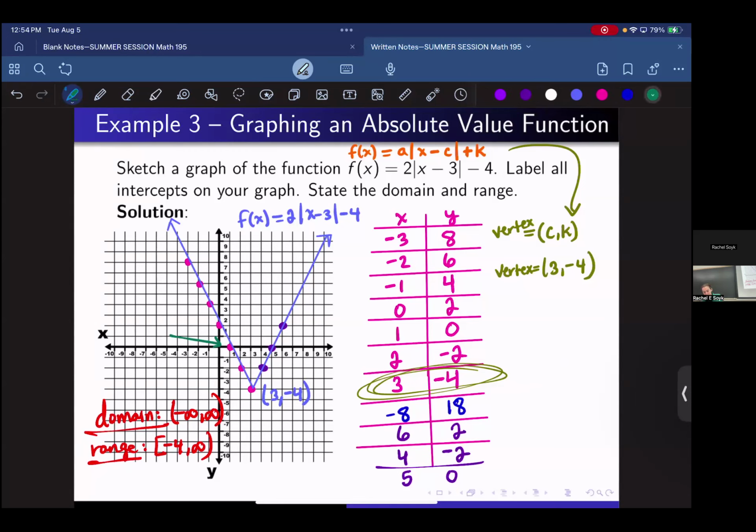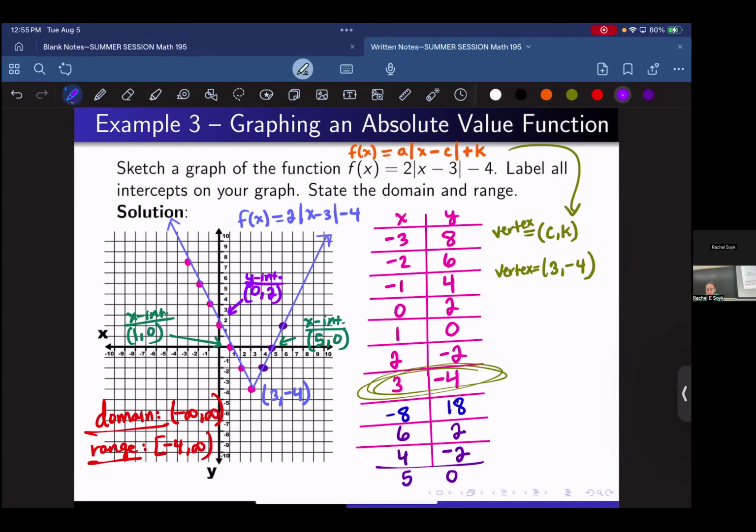Intercepts. We have 2 x-intercepts. We have one at 1 comma 0, and then we have another one at 5, 0. And then our y-intercept, we only have 1 at 0, 2. Where it intercepts your y-axis. And then we're done.